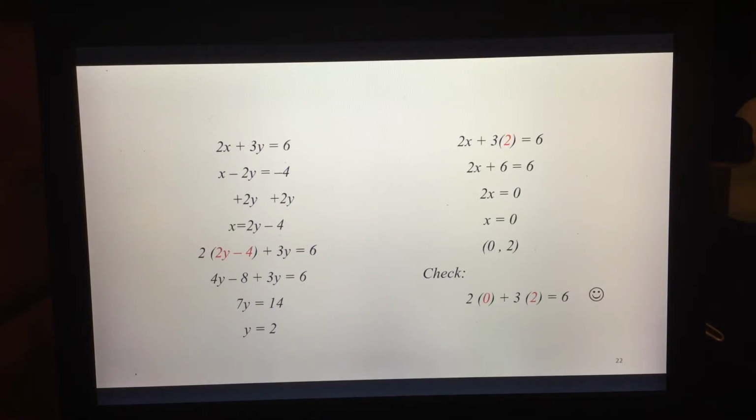Now we could have checked a different way because we could have substituted in (0, 2) into the second equation. Then we would have gotten 0 minus 2 times 2 equals negative 4. So negative 2 times 2 equals negative 4, which equals negative 4. That also checks out. So now we know with a lot of confidence, 100%, that our solution is (0, 2).